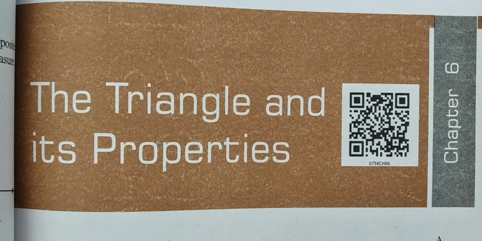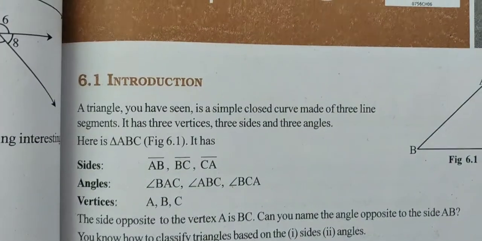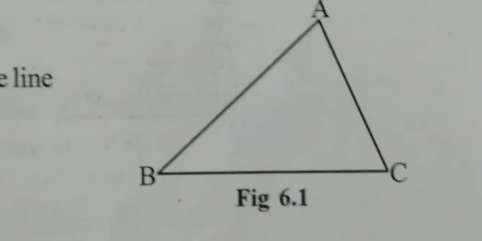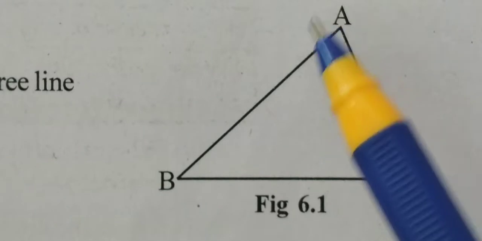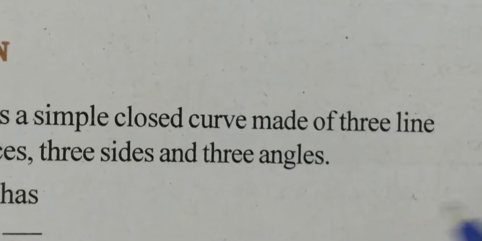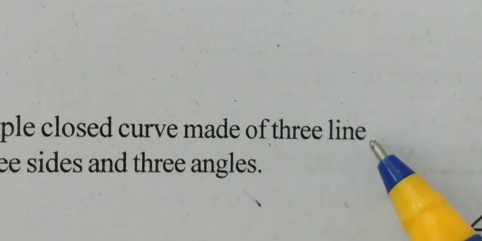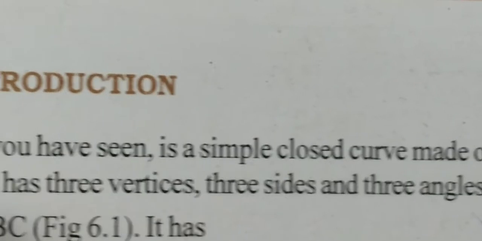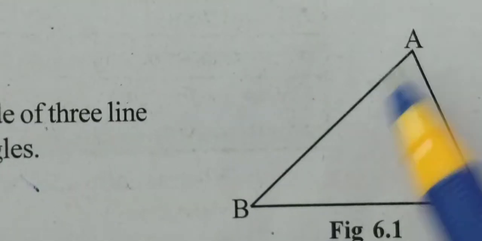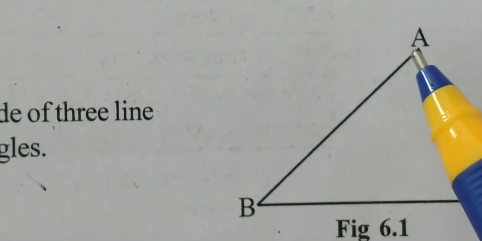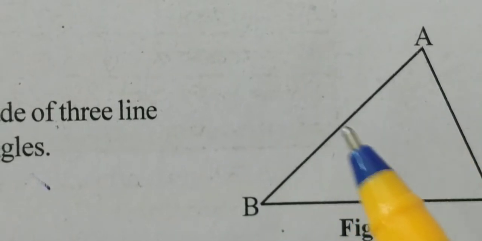What's a triangle? A triangle, you can see, is a closed curve. It's not open, it's a closed curve made of 3 line segments. Okay, 3 line segments. Here you can see 1, 2 and 3. It's a closed curve made up of 3 line segments.